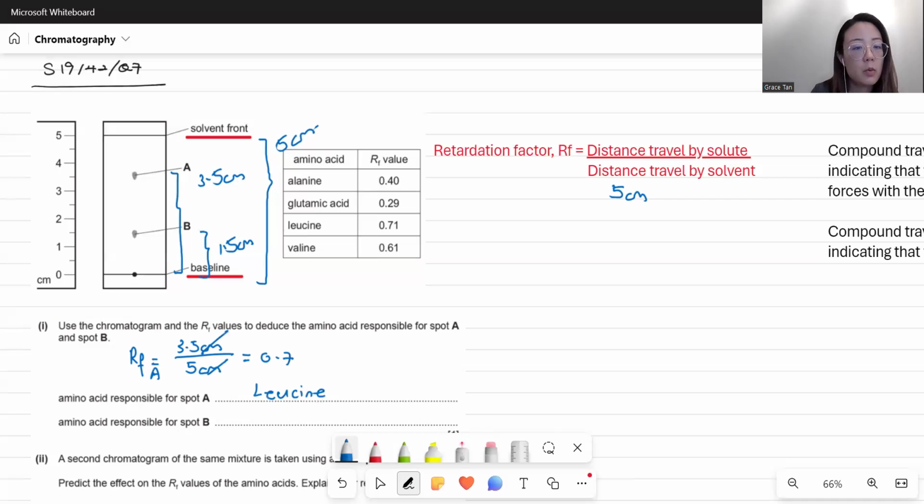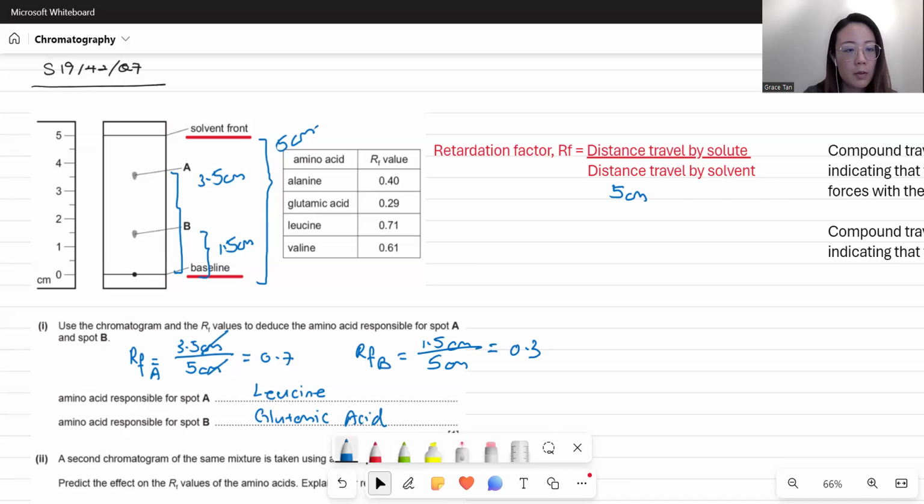All right, and you want to know the identity of spot B. So you calculate the retardation factor for spot B: the distance traveled by spot B, which is 1.5 centimeter, divided by 5 centimeter. Therefore, the number will be 0.3. So with 0.3, you look at the table, and the closest will be glutamic acid. So that will be the quantification and identification part.